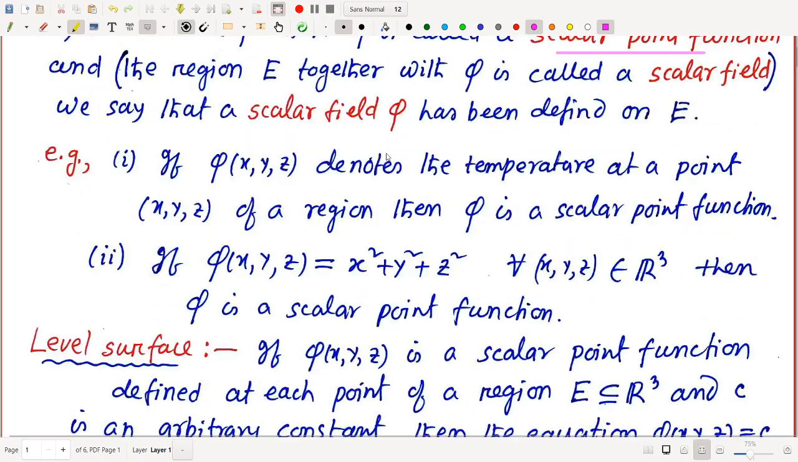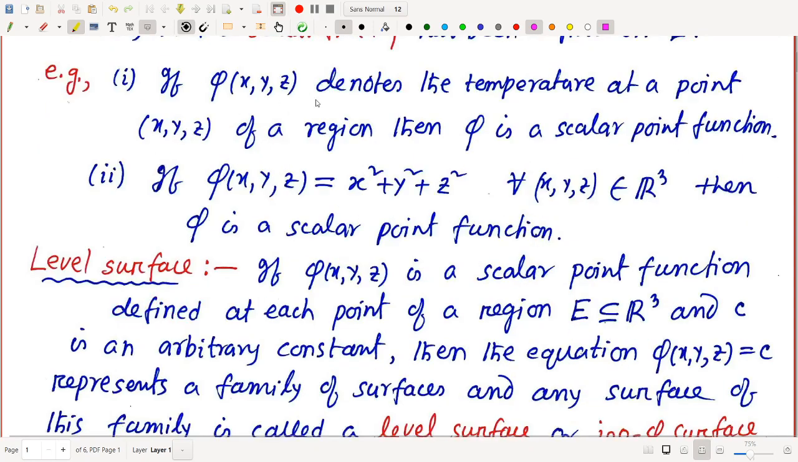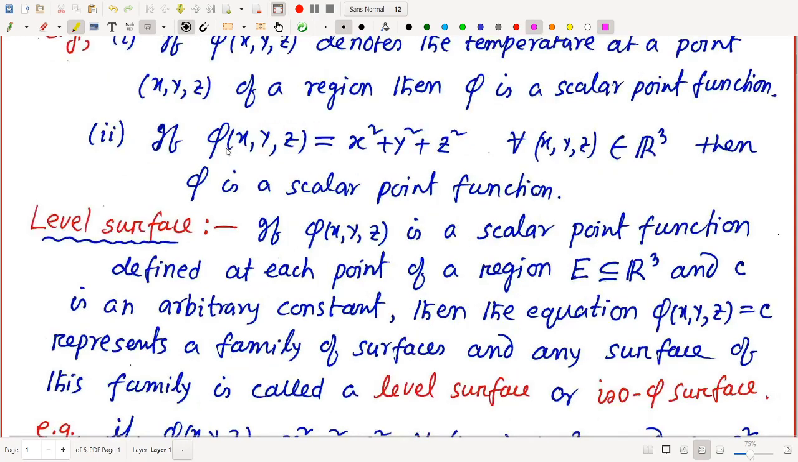For example, if phi of x, y, z denotes the temperature at a point, temperature is a scalar. So if phi x, y, z denotes the temperature at a point with coordinates x, y, z of a region, then phi is a scalar point function. Another one: if we write phi of x, y, z equal to x square plus y square plus z square for all x, y, z in R^3, meaning in the whole three-dimensional space, then this function phi is a scalar point function.